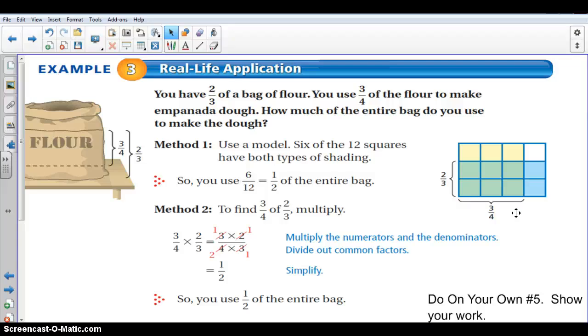Method 2 is the method you pretty much just learned. Instead of drawing yourself a picture, but you can always do that, you have to find 3/4 of 2/3, which means you multiply. And here is where we did the factors, the cross factors, and you come up with the same answer. You used 1/2 of the entire bag. All right, at this point, what you need to do, after looking at that, you're going to look at the on your own number 5, and you're going to show your work on that. Pause the video and come back when you're done.